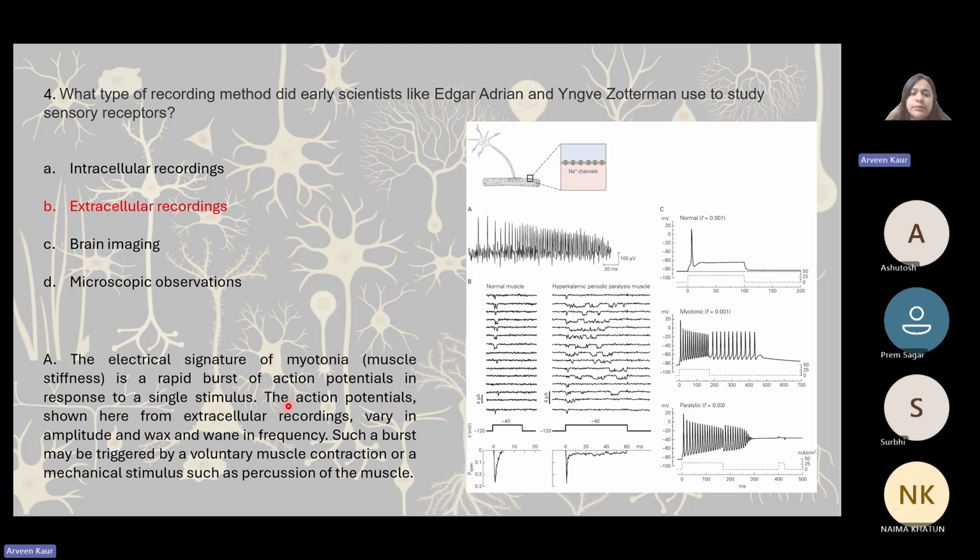The action potentials shown here from the extracellular recordings vary in amplitude and wax and wane in frequency. Such a burst may be triggered by voluntary muscle contraction or a mechanical stimulus such as percussion of the muscle. So why are we not seeing a single peak, and why are we seeing a burst of peaks? It is also because it is an extracellular recording.